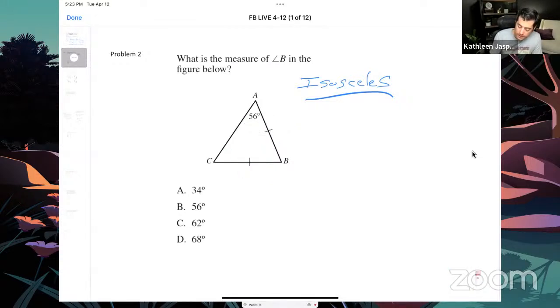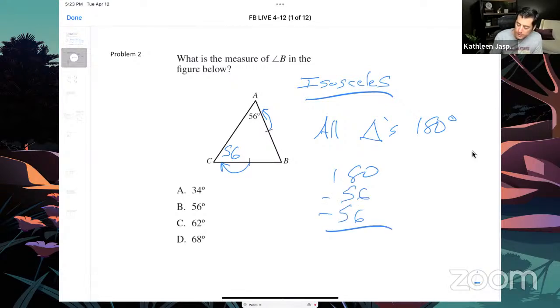The second thing we need to know is that all triangles equal 180 degrees. So if I know that this is an isosceles, same sides, right? Same sides go with same base angles. So that's 56 and that's 56. So all triangles start at 180 and then just subtract whatever you have. So minus 56, minus 56.